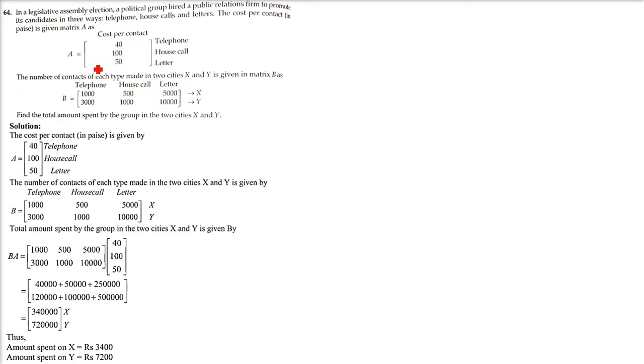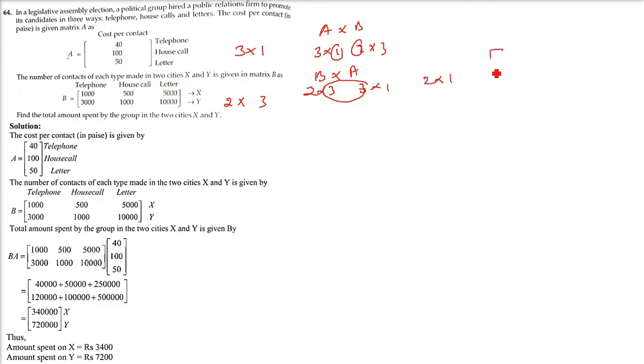We have 3 rows and 1 column here. Here, how many rows and columns do we have? 2 rows and 3 columns. So we cannot multiply A with B. We have to multiply B with A. A and B is not possible because the columns of the first matrix are not equal to the rows of the second matrix. But if we do B cross A, this is 2 cross 3 and this is 3 cross 1. The 3s will cancel, and 2 cross 1, that is, 2 values will come. That is what is wanted in the question also: the total amount spent by the group in the two cities x and y.